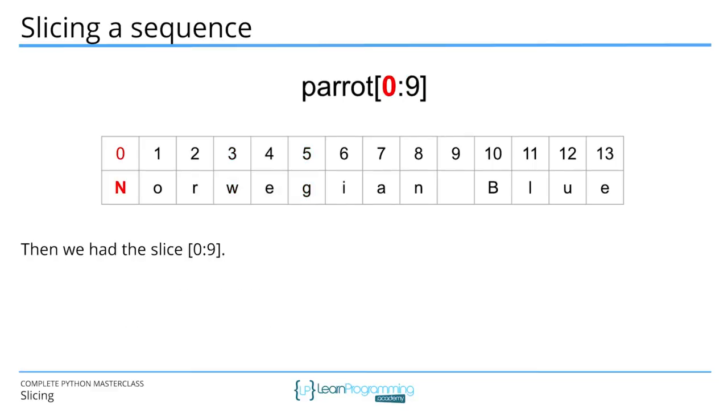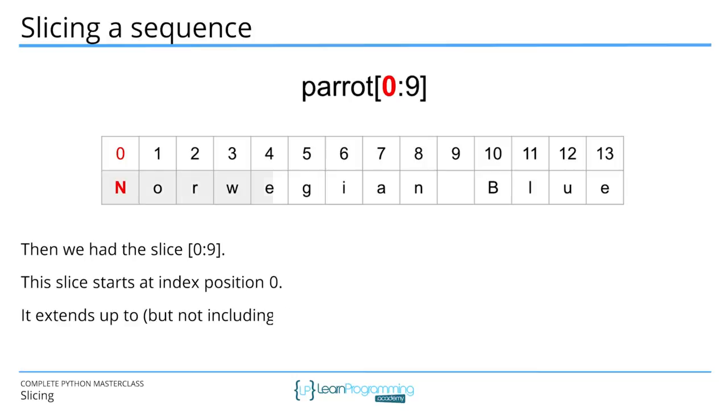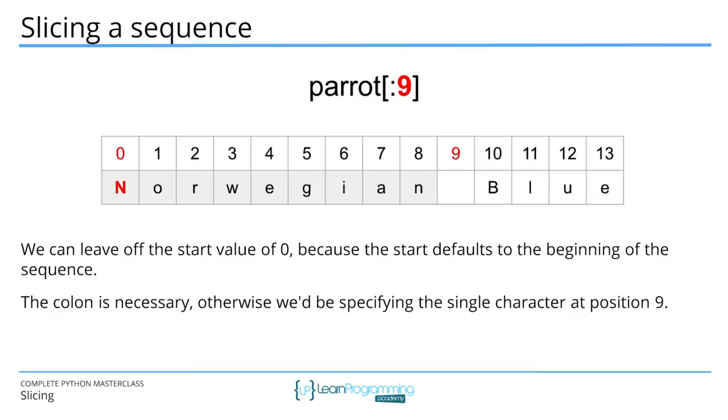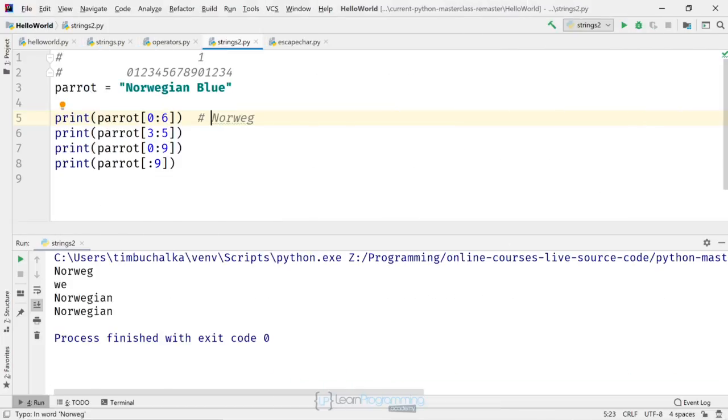Then we had the slice 0:9. This slice starts at index position 0 and it extends up to but not including index position 9. And as you saw, we can leave off the start value of 0 because the start defaults to the beginning of the sequence. The colon is, however, necessary, otherwise we'd be specifying the single character at position 9. So at this point you should be able to create a slice that returns the word blue. So pause the video and come back when you've had a go at that.